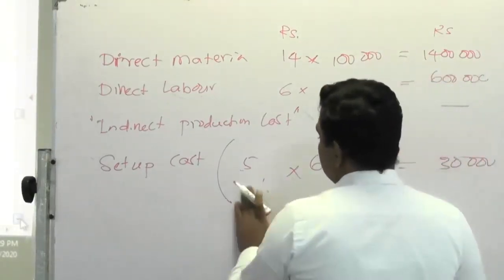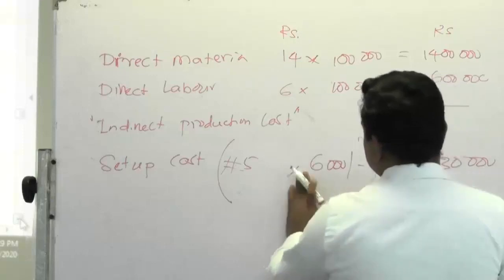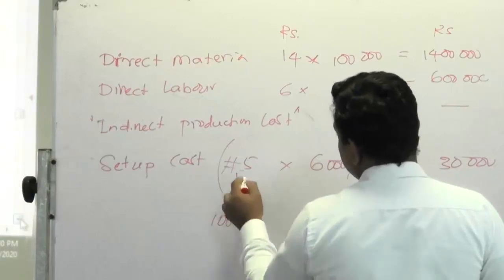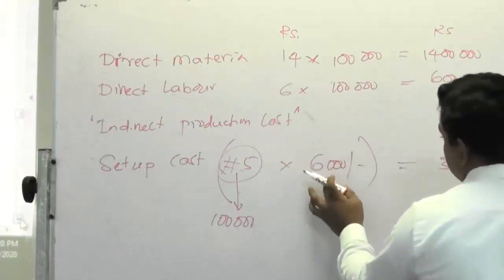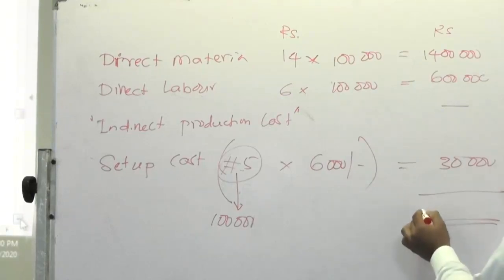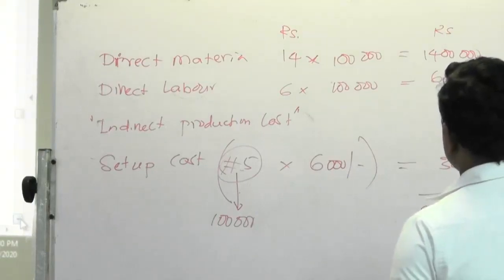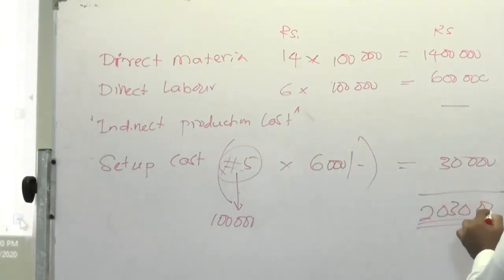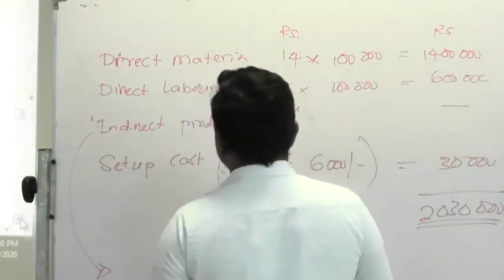The question directly mentioned you need number of setups 5. 5 setups you required. Cost per setup 6,000. These 5 setups are required to produce 100,000. They directly mention the number of setups. Therefore 5 setups into 6,000, cost per setup 6,000, it is 30,000. Therefore total so far will be 2,030,000, right? Now we need to consider this value, indirect production cost.